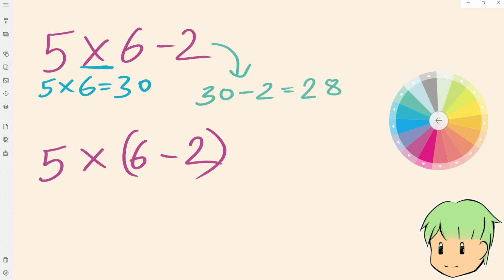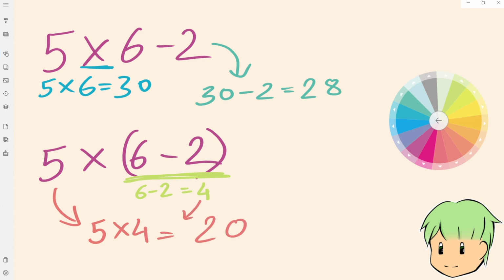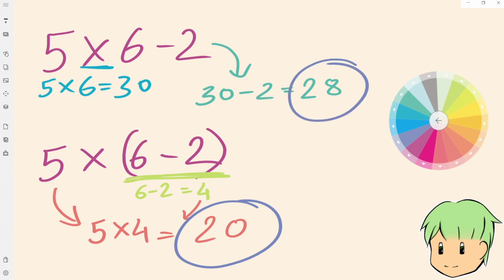The second one is 5 times 6 minus 2 in brackets. By order of operations, the parentheses come first. So this time, we multiply 5 by the answer of the expression inside the brackets. We get 6 minus 2 equals 4. And then you do times 5, which 5 times 4 becomes 20. Now you know the order of operations is important in getting the right answer.